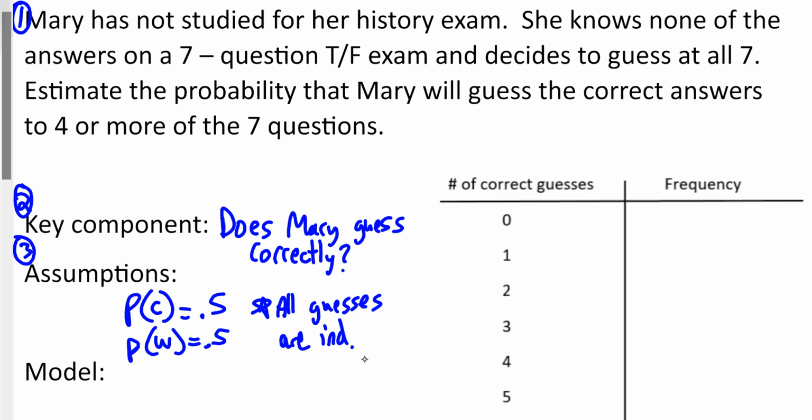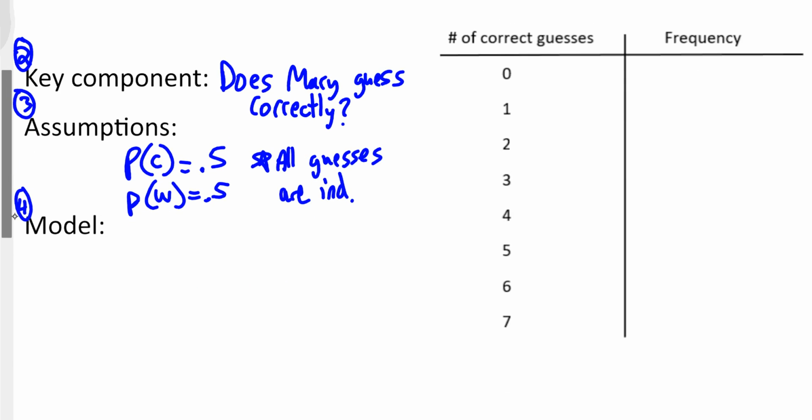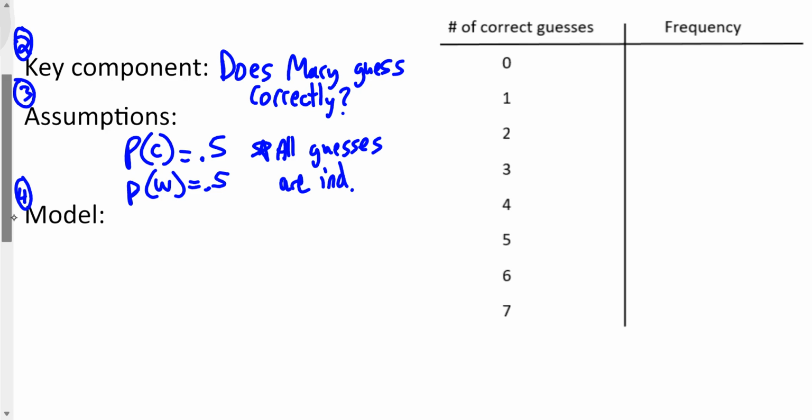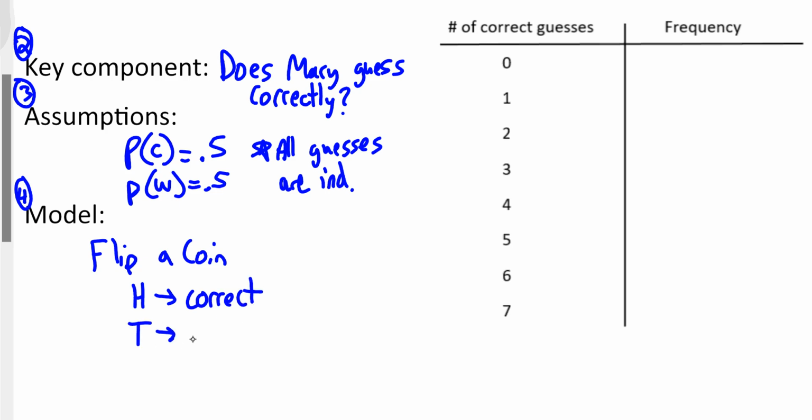So now we're into number 4, the model. We need to decide a model that will work to help us actually simulate this. And if it's a 50-50 chance, best option, flip a coin. So I'm going to use the flip a coin model. Now when I'm talking about this model, I need to actually state what is what. So I'm going to say heads is correct, tails is wrong.